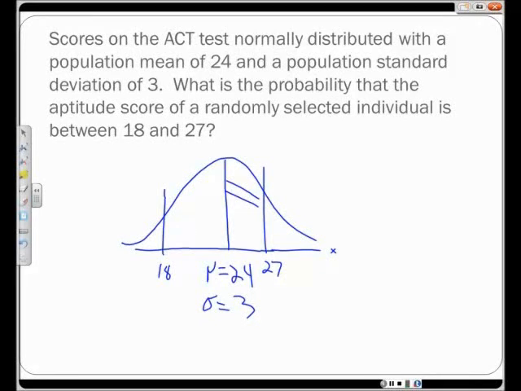That distance is how many standard deviations from 24 to 27? 1 standard deviation. So that's going to be 0.34, half of the 68. And from 18 to 24, how many standard deviations? 2. I'm going to go ahead and put minus 2 because it's below the mean. But that's 0.475. We've added those together a couple of times already.